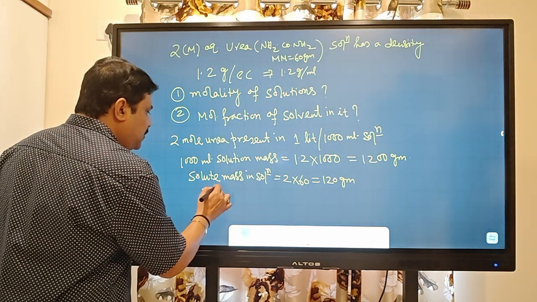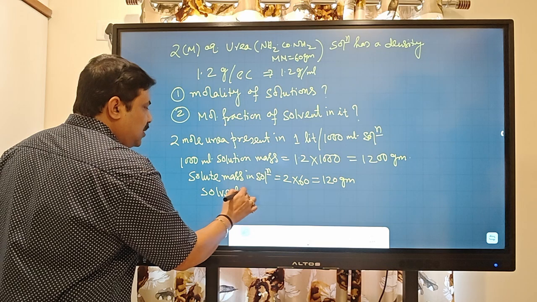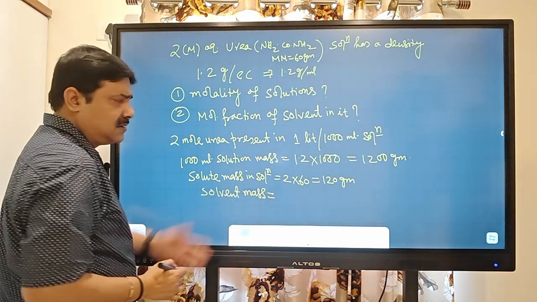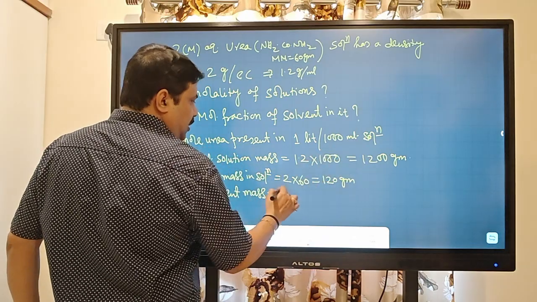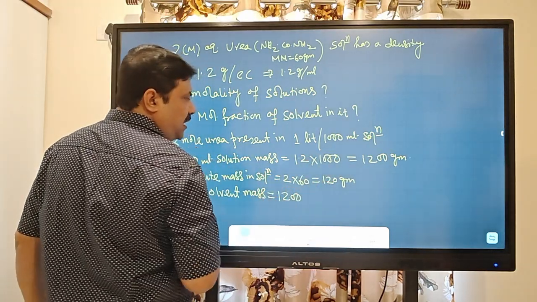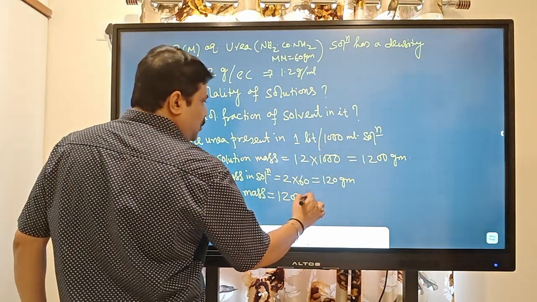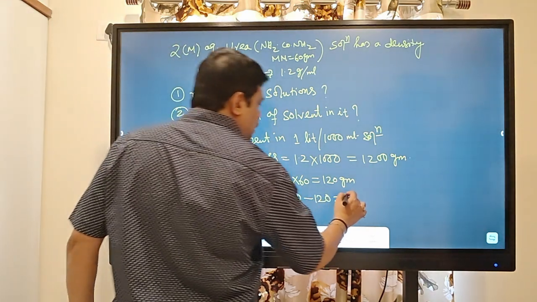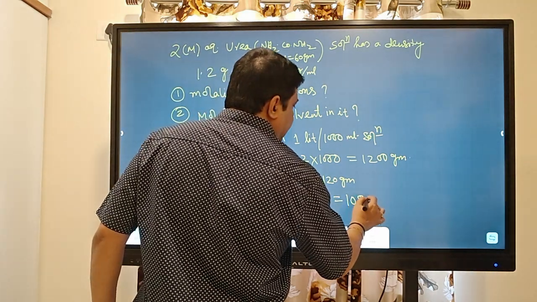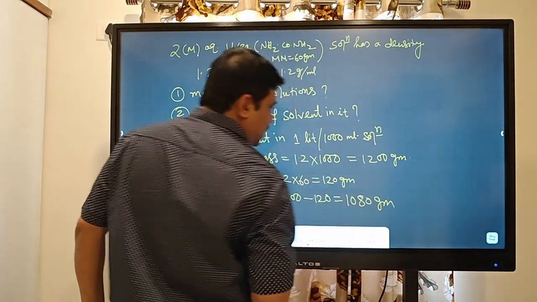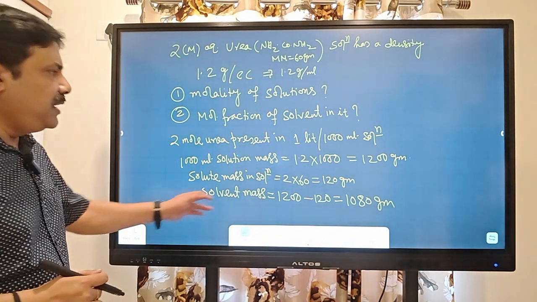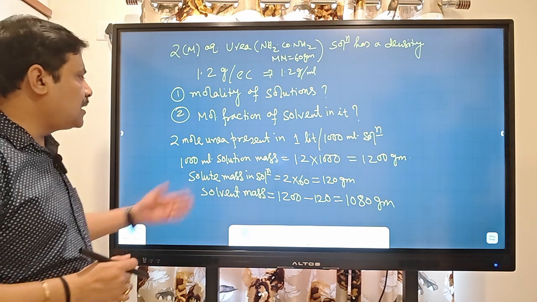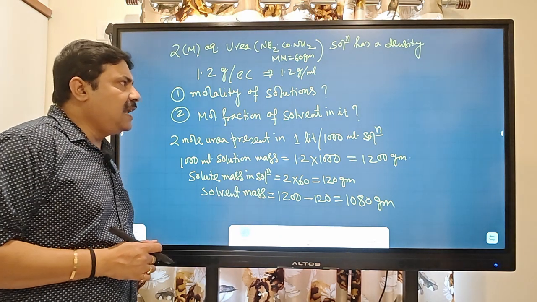Then solvent mass will be equal to solution mass minus solute mass. So solution mass is 1200 minus solute mass 120, which is nothing but 1080 grams. Yes or no? Clear or not? Then solvent mass is how much? 1080 gram. Then we got the solvent mass in gram.